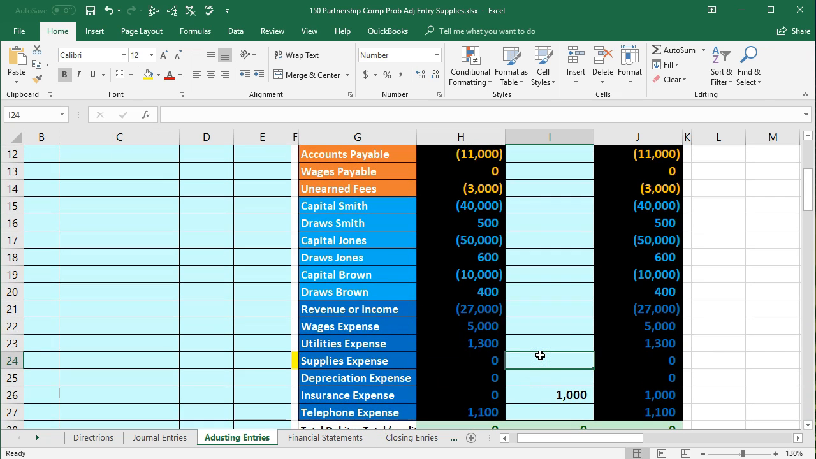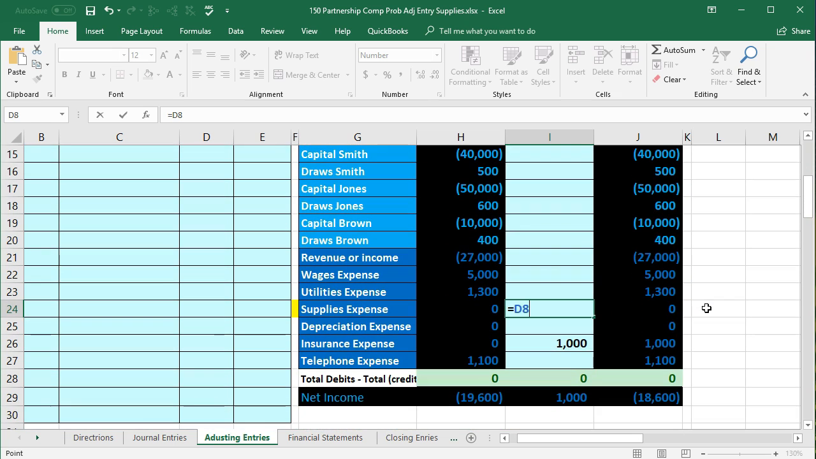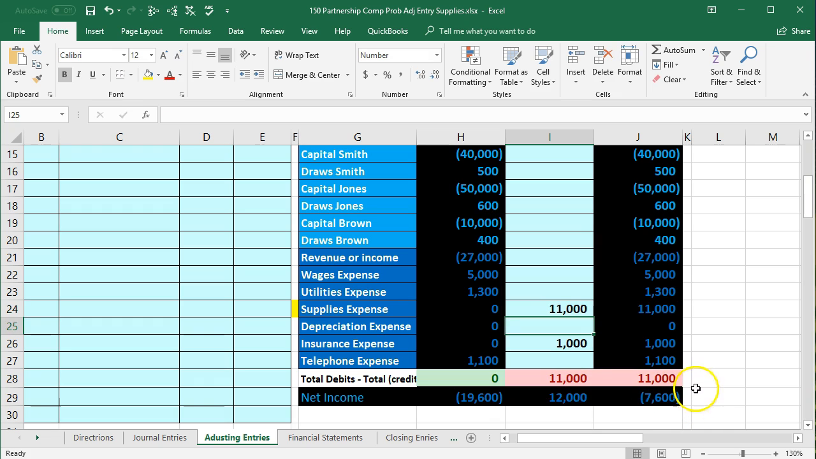We are in I24. We will say equals. Scroll back up. We want to pick up that 11,000. I'm going to scroll back down before I hit enter and say what's going to happen. It's going to increase this 11,000, hopefully put us out of balance, and bring net income down. So there we have it. The 11,000 out of balance, net income's down. Notice the effect on net income here. Usually net income often goes down with the adjusting entry process.